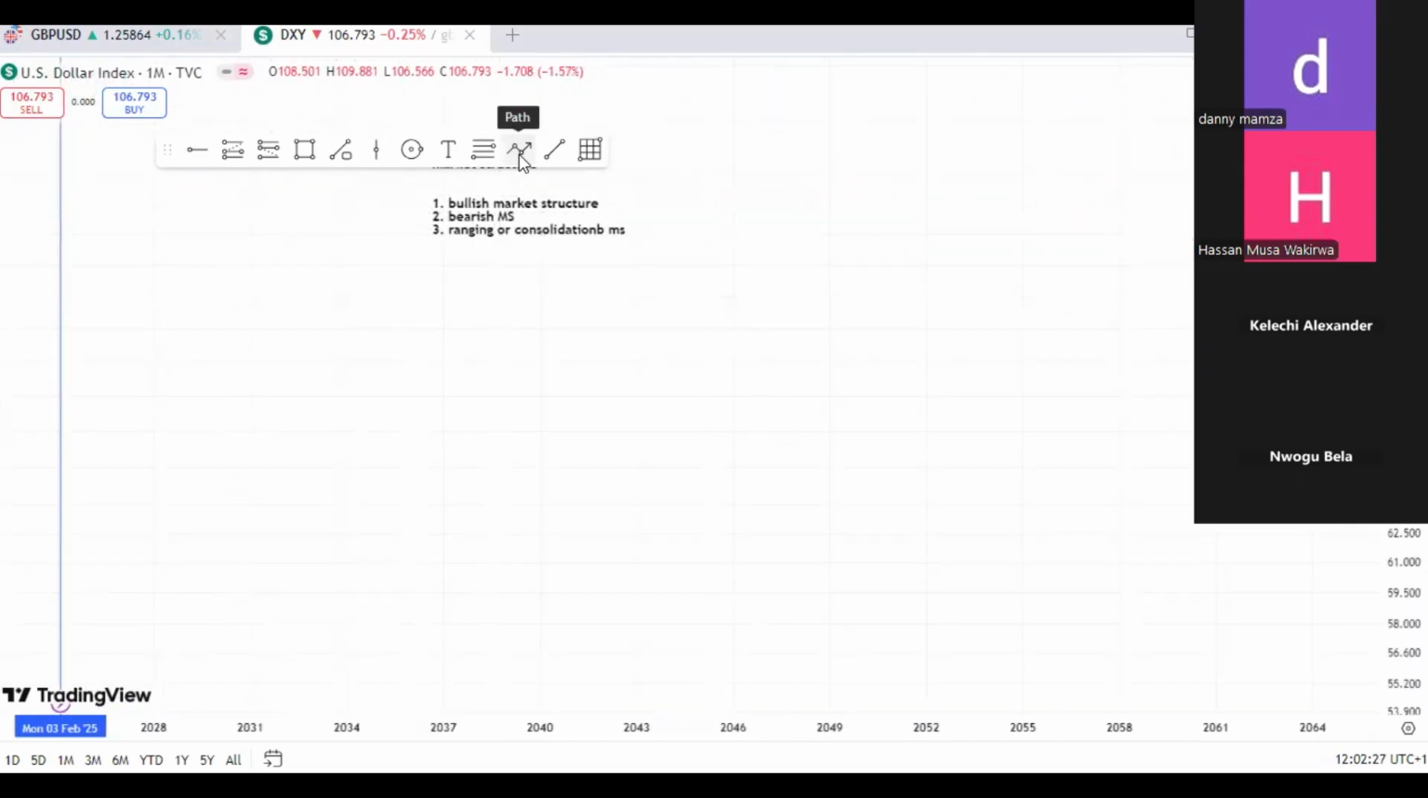So let me give you a very good example. We said bull is when the market is buying, bear is when the market is selling. So a bullish market structure looks like this. It will go up.